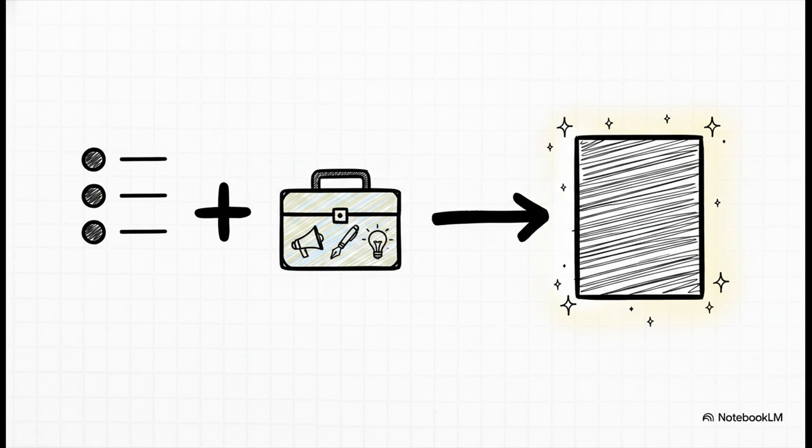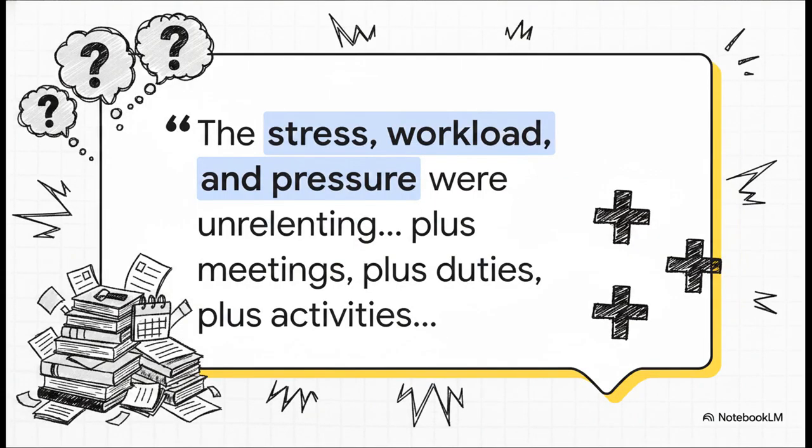Now let's look at how a body paragraph works. This is where you take the ideas from the bullet points and use those rhetorical devices to really drive your point home. Oh, this is just brilliant. First, the speaker uses a classic triple: stress, workload, and pressure to really emphasize the scale of the problem.